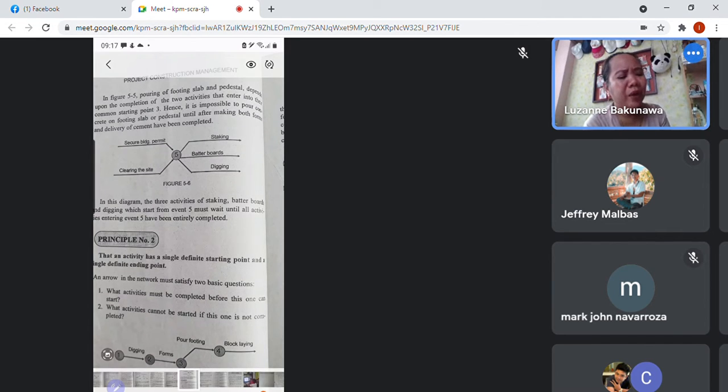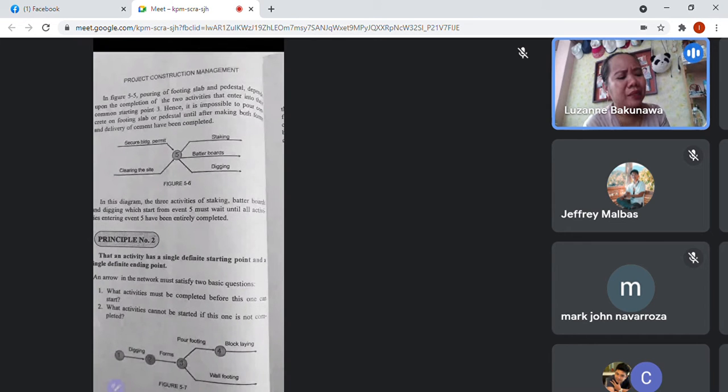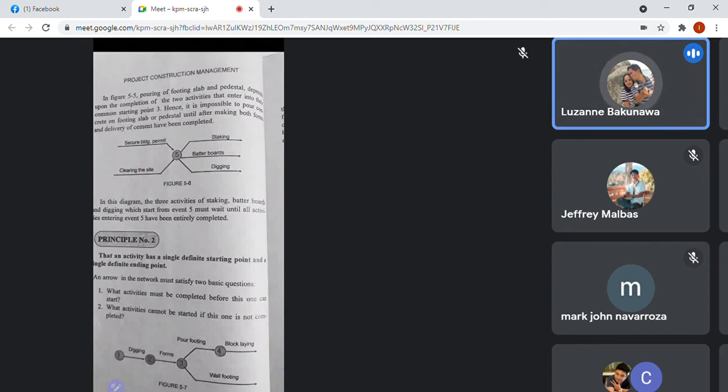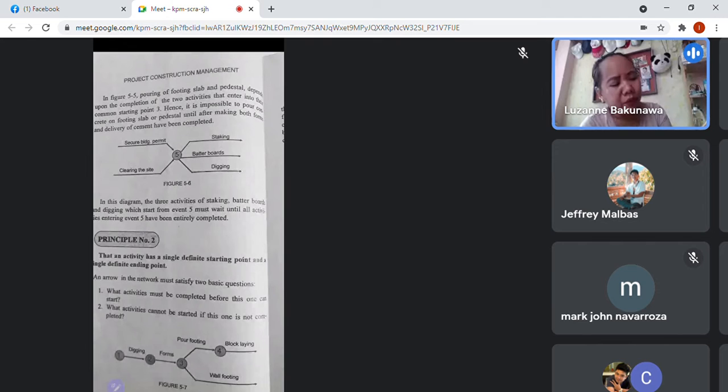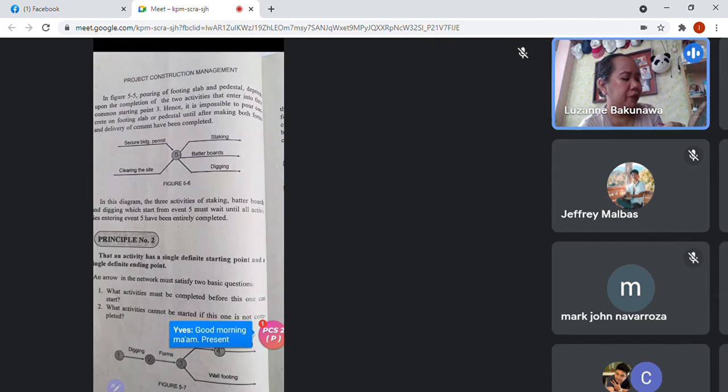Then what activities cannot be started if this one is not completed? So, like the first, what activities must be completed? It is like the question is reversed, no? So let's say, for digging. After digging, the forms are put up for your columns and footings. Then pour footing. If you need a wall footing, when do you do the wall footing, guys?